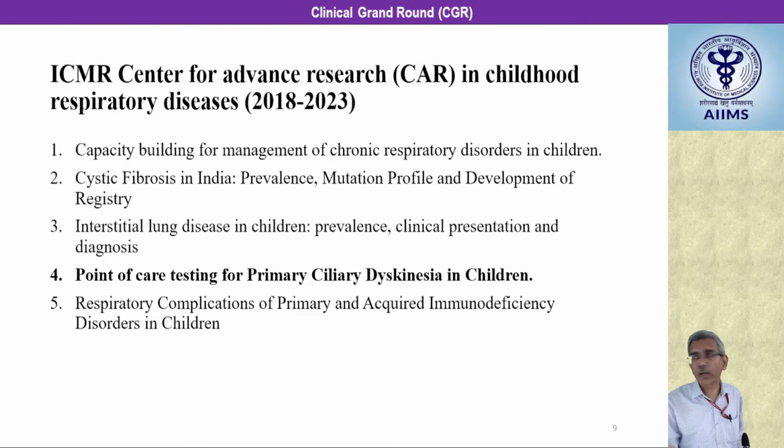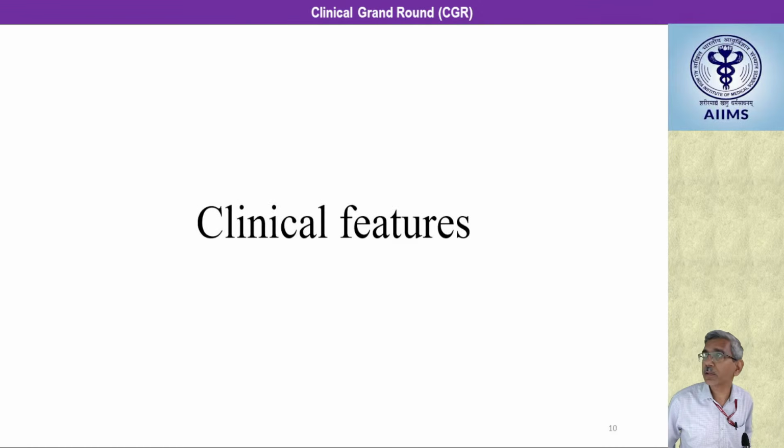We started diagnosing. We'll share our experience, which was also one of the projects of our AIIMS Center for Advanced Research in Childhood Respiratory Diseases, which is currently ongoing. Amongst the other chronic diseases like CF, interstitial lung diseases, and immune deficiency disorders, we have set up a service for diagnosis of primary ciliary dyskinesias in children. Over the next 40-45 minutes, we'll share our experience as well as supplement it with the current state of knowledge. So with this, I'll call upon Dr. Sheetal, our TM Pediatric Pulmonology Intensive Care Fellow, to tell us about the clinical features.